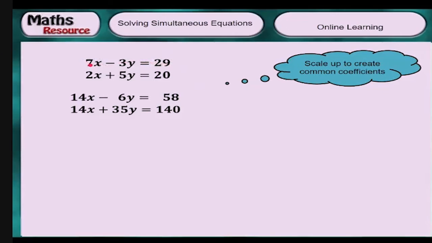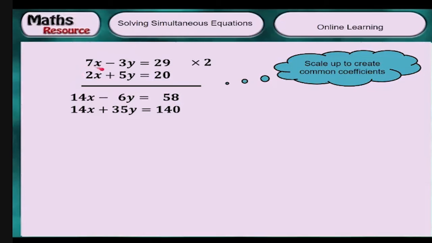I'm going to multiply 7 by 2 because I know 2 7s are 14. And I know that I can multiply 2 by something to change that into 14. So I'm going to multiply that 7 by 2. Because I've multiplied that 7x by 2, I have to multiply everything on that line by 2. So 7x multiplied by 2 gives me 14x. Minus 3y multiplied by 2 gives me minus 6y. And 29 multiplied by 2 gives me 58.